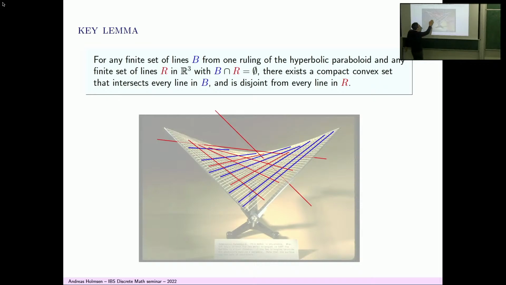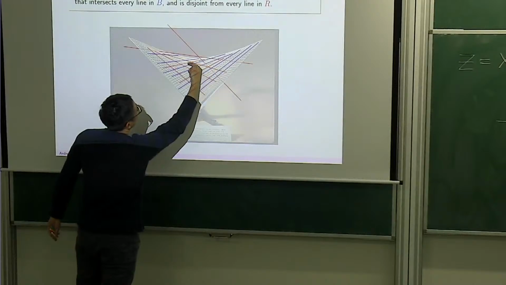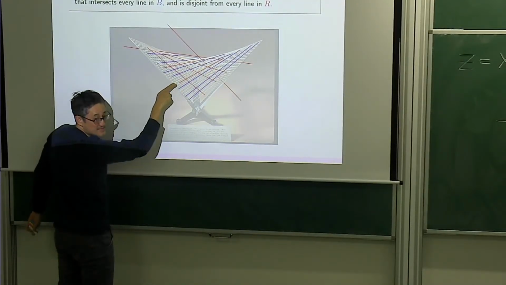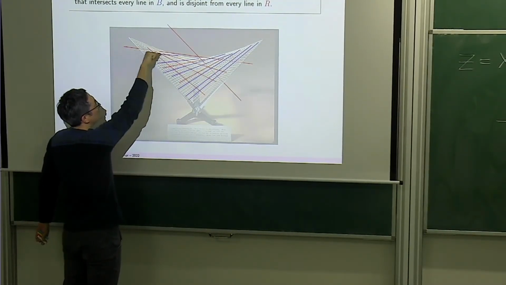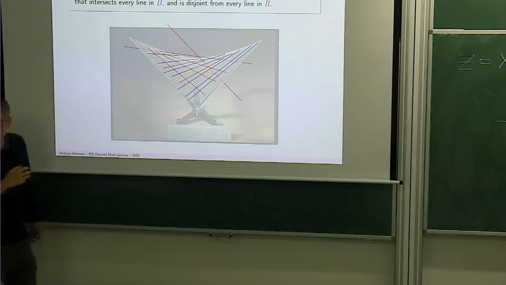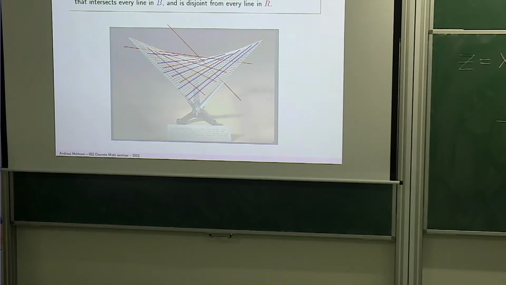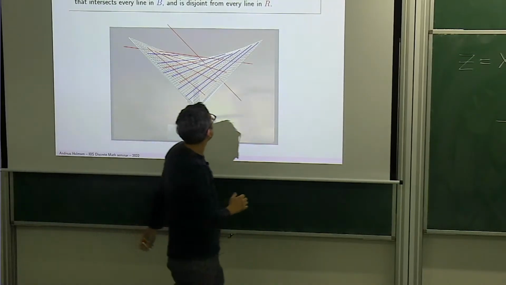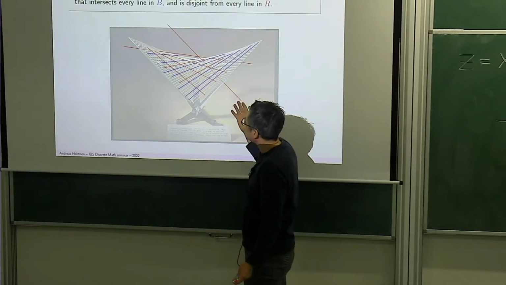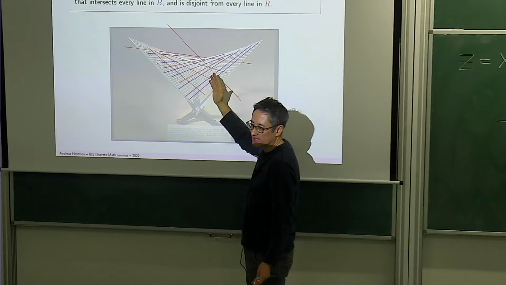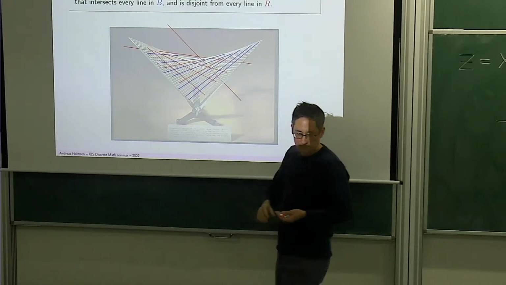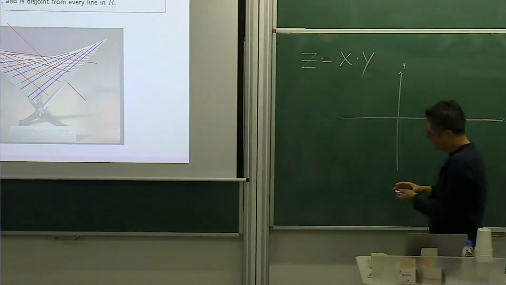Okay, so here is an example. Here are the blue lines from the one ruling, and you choose some red lines. You can choose some red lines from the other ruling. You can choose some red lines from the same ruling. And then you can choose some red lines that cut through the surface that are not in any ruling, and they cut in at most 2 points of this surface. And in this picture, I will find some convex set that does not hit any of the red lines, but hits every blue line.